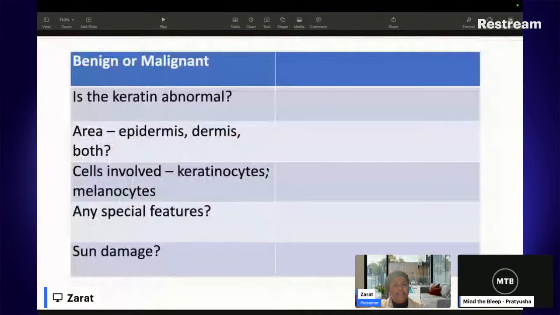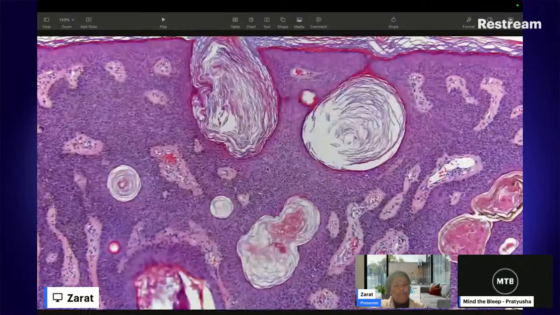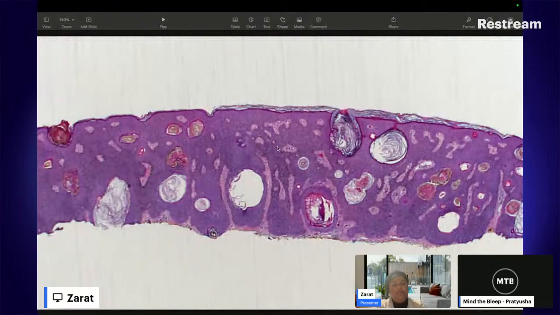And then we want to know if there are any special features or any sun damage. I know we can't really see any dermis to appreciate any sun damage, but there was no sun damage, and especially the back tends to be an area where you don't get sun damage very often. And special features, I think hopefully most of you are questioning now, what are these things? Because these are not what we saw before in the normal skin.